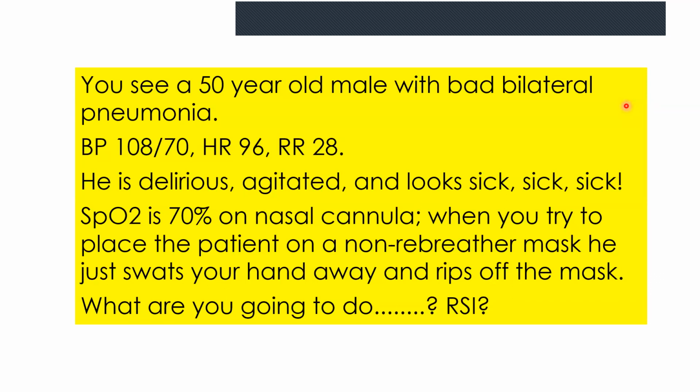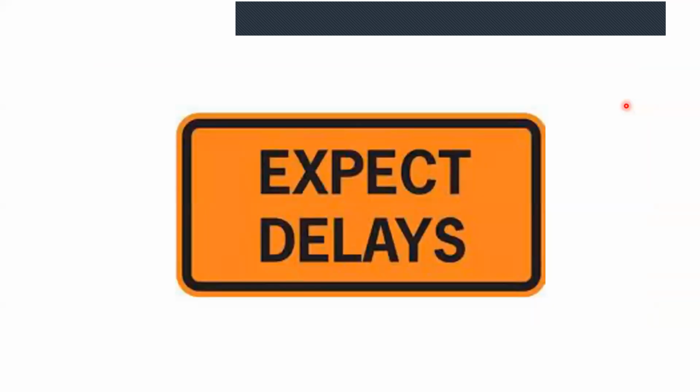So this is a case of, you see a 50-year-old male, bad pneumonia, BP borderline, very tachypneic, and he is delirious. SpO2 only 70%. So you try to nak escalate to high flow, patient tak nak. So what are you going to do? Are you going to do straight RSI for this patient? No. Cannot go through RSI.